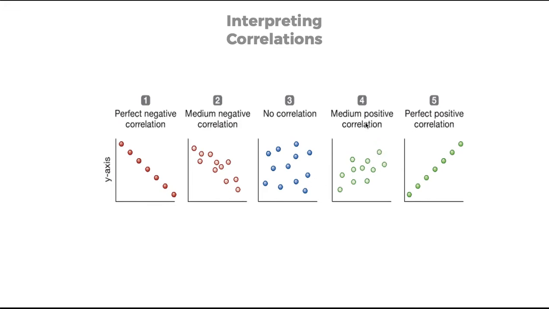And then 4 and 5 again represent medium correlations and perfect correlations, but these are positive. Again, we can see a pattern, but the pattern shows us that as the x-axis increases, the y-axis is also increasing. So we see this relationship is a positive relationship.